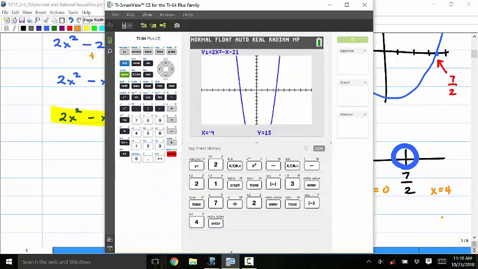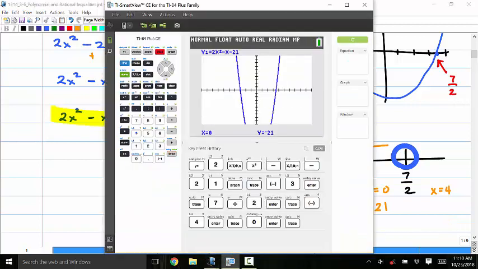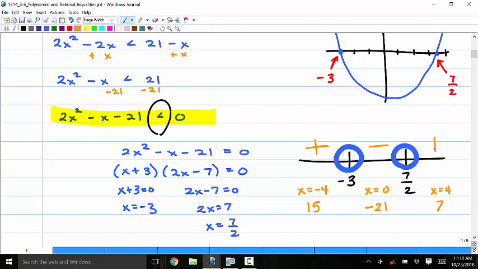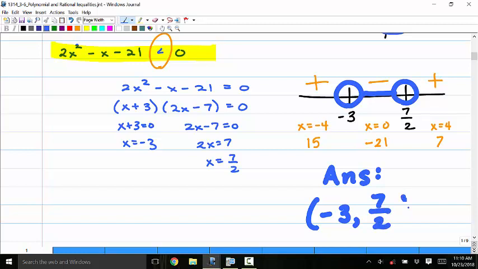If I type in 0, trace, 0, enter: -21. I'm going to put a negative sign up there. X equals 4. Trace, 4, enter. 7 is my y value. That's a positive number. Go back to your inequality here. I want less than. Those correspond to negative numbers, correct? Where on your number line do you have negatives? In the middle. So your answer to this problem is going to be -3 with a parenthesis, comma, 7/2 with a parenthesis.